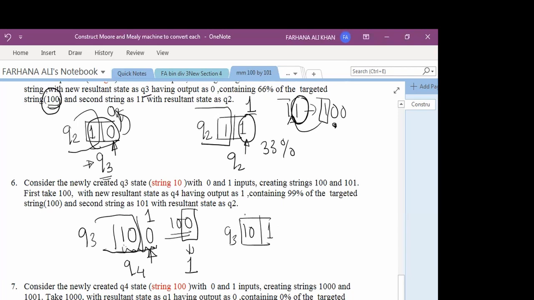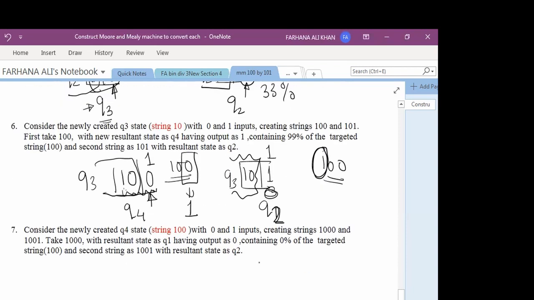Now we have the Q3 state, with the next bit as 1. With the next bit as 1, that means it contains only the first portion of your targeted string, which is the 33%. So what will be the resultant state? The resultant state will be Q1, which contains only symbol 1. Sorry, that is Q2. So if you have input as 1, compared to your targeted string, it contains only 33% of the required string, which is indicated by the state Q2, resulting in the number 1. So this is your Q2, which is your resultant state.